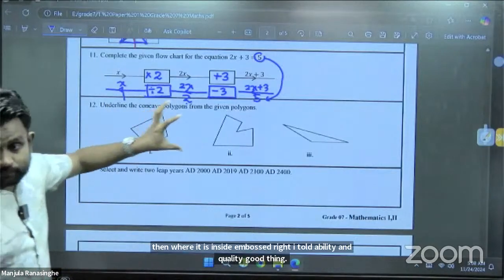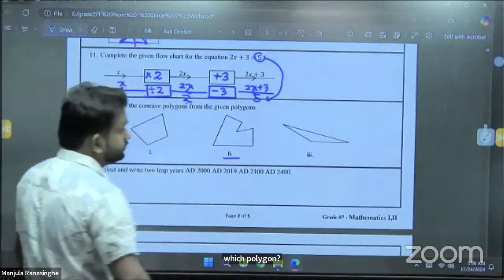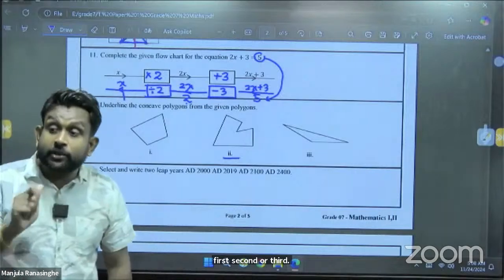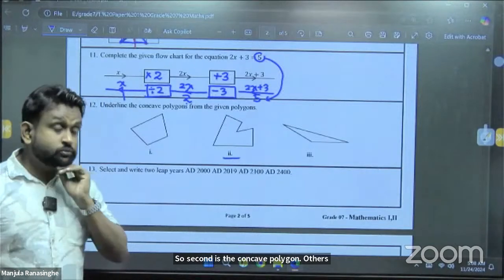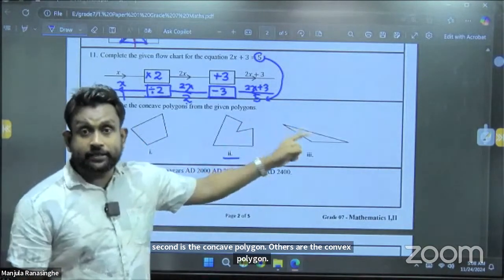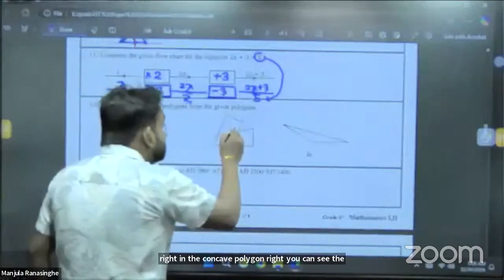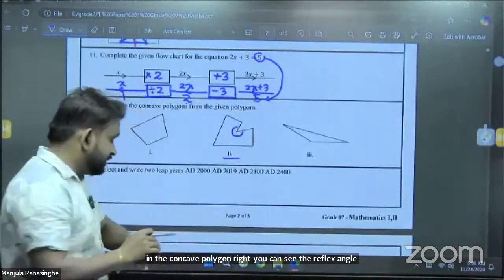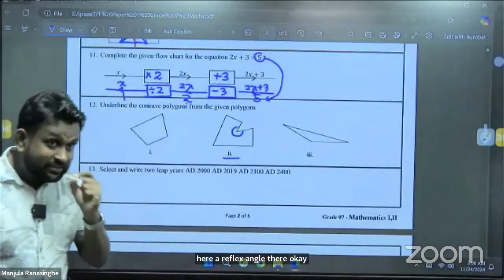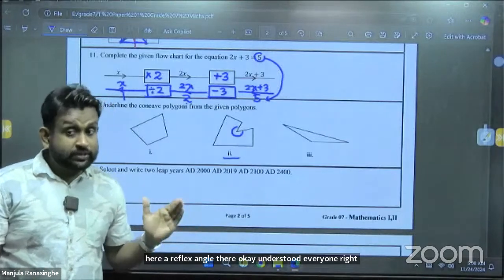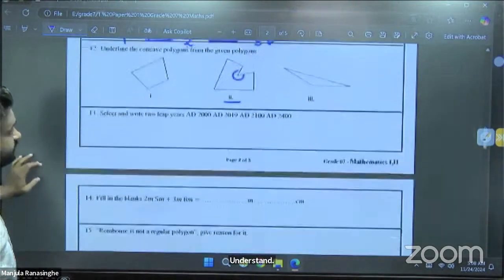Which polygon? First, second, or third? Second polygon. So the second is the concave polygon. Others are convex polygons. The first one is convex, here concave and here convex. In the concave polygon you can see the reflex angle. Here a reflex angle is there, and here. Understood everyone? At least one reflex angle should be there for a concave polygon. You can make a note: for a concave polygon, a reflex angle should be there.